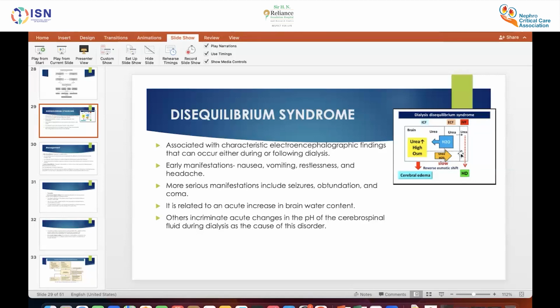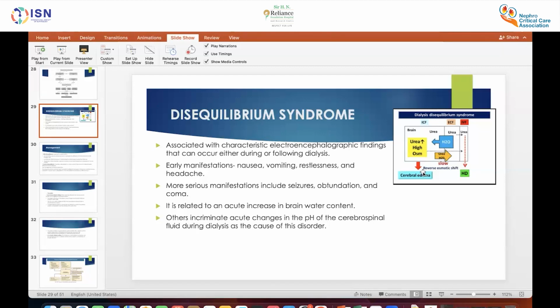So what will happen? The water will move from the extracellular fluid into the intracellular fluid. So that will cause cerebral edema, or the brain swelling. The cell will increase in size. And this cerebral edema causes seizures and other symptoms you have described. Okay. So what are the ways by which we can reduce the disequilibrium syndrome?